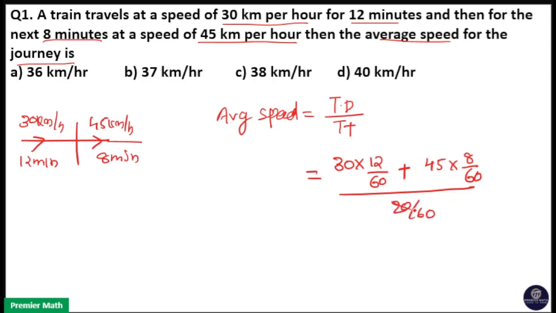So 20 by 60. 20 into 3, 60. 30 into 2, 60. 15 into 3, 45. 15 into 4, 60. So this will be 12 by 2, 6. 8 by 4, 2. So 6 plus 6, 12. And 3 will come to the numerator, that is 36 km per hour is your answer. Option A is your answer.